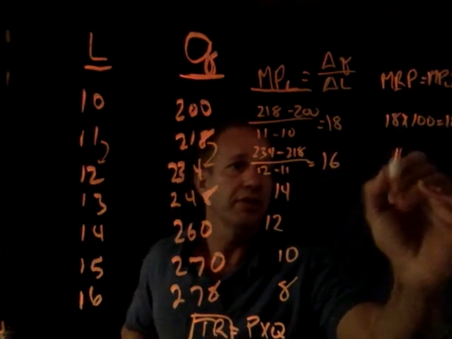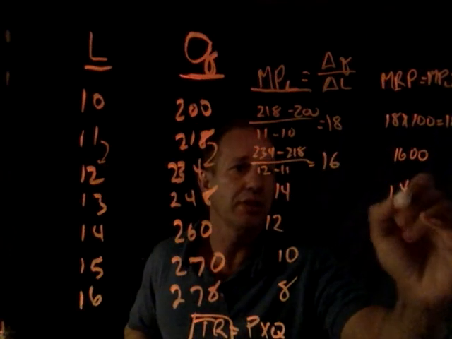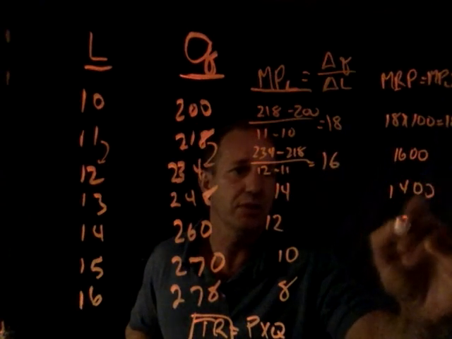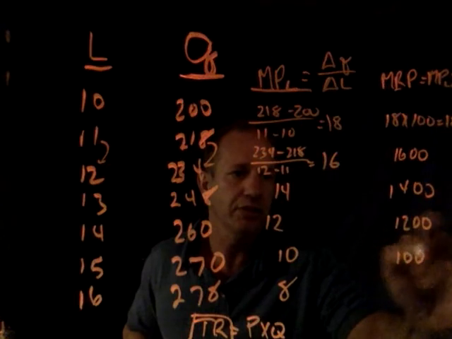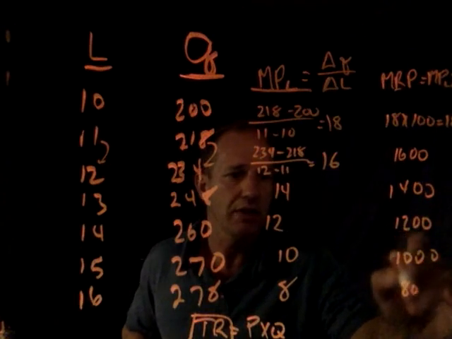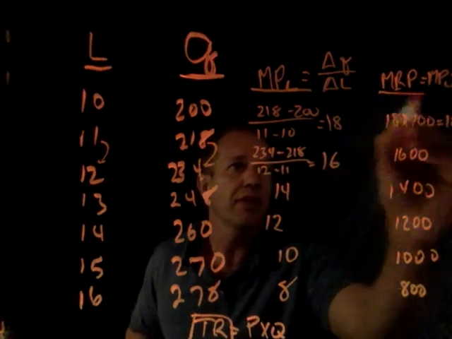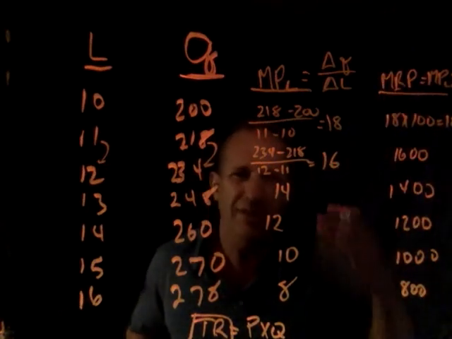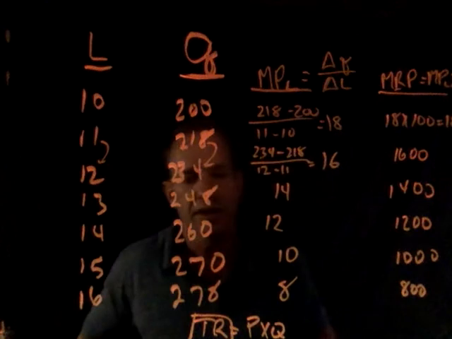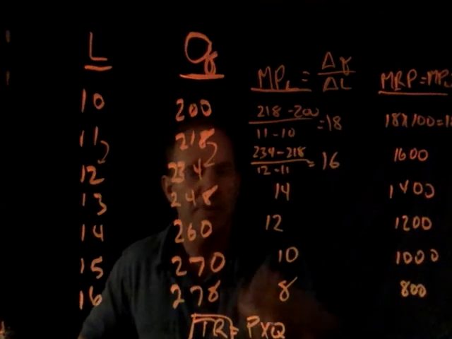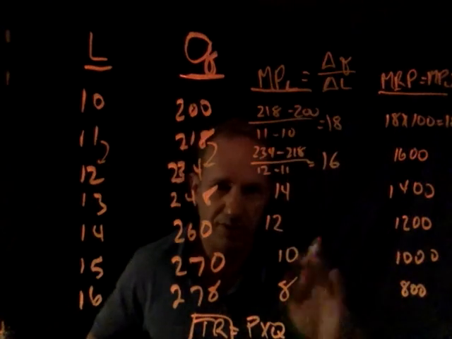16 times 100 is 1,600. 1,400 is 14 times 100, 1,200, 1,000, 800, and that's it. So I think that's probably the hard part, just because it's a big term, but it's really just based on stuff that we've explored before. Don't overthink it.